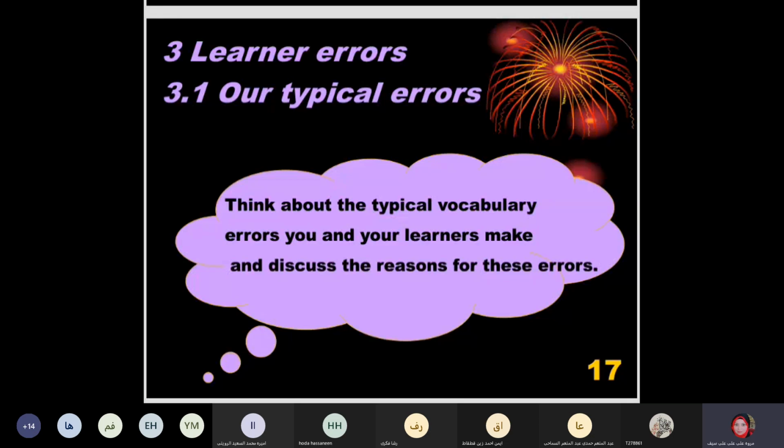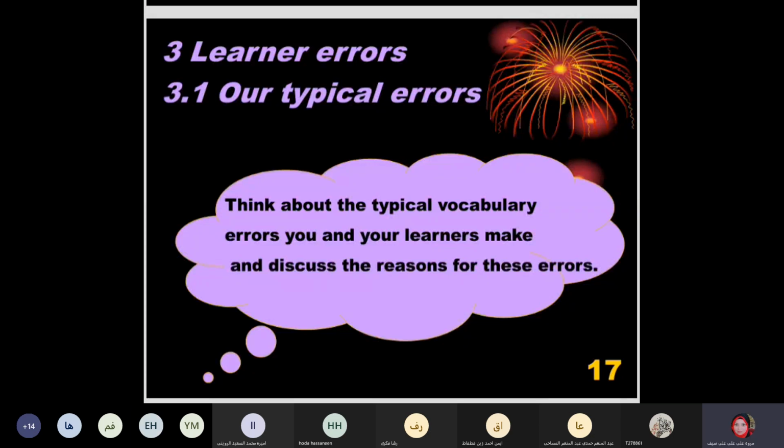And what are these mistakes? What are the mistakes that your learners make concerning the vocab and the use of vocab? And what are the reasons behind their making of this kind of error or mistake? All right. So think, tell me. You have maybe 2 minutes to think about it. Take your time before you speak.